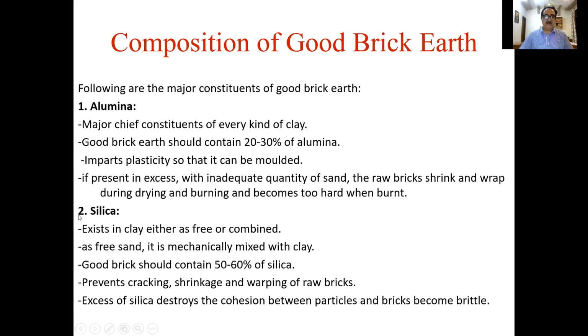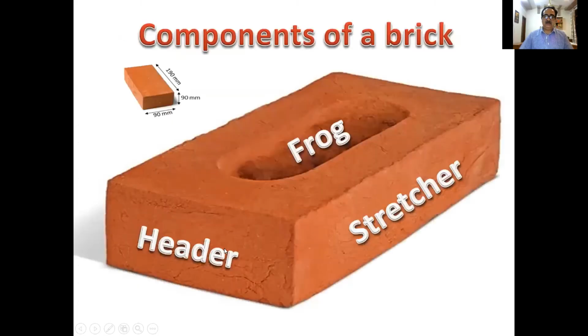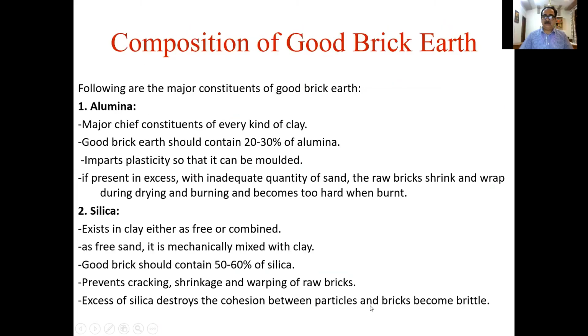Second major constituent is the silica. This exists in clay either as free or combined form. As free sand, it is mechanically mixed with clay. Good brick earth should contain 50 to 60% of silica. It prevents cracking, shrinkage, and warping of the brick. Excess of silica destroys the cohesion between particles and bricks become brittle.